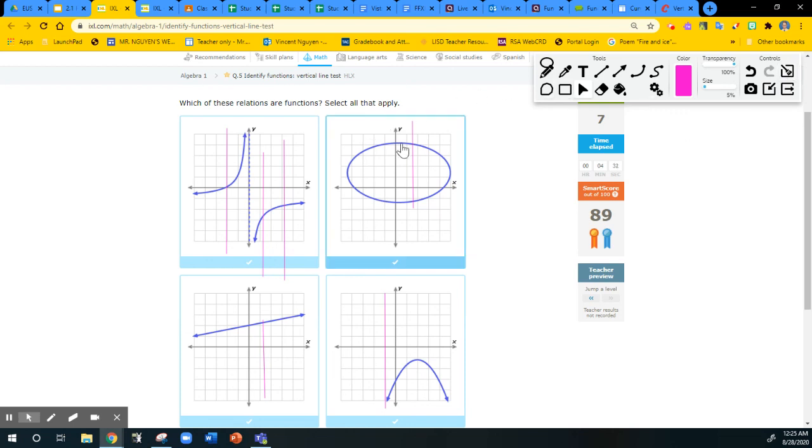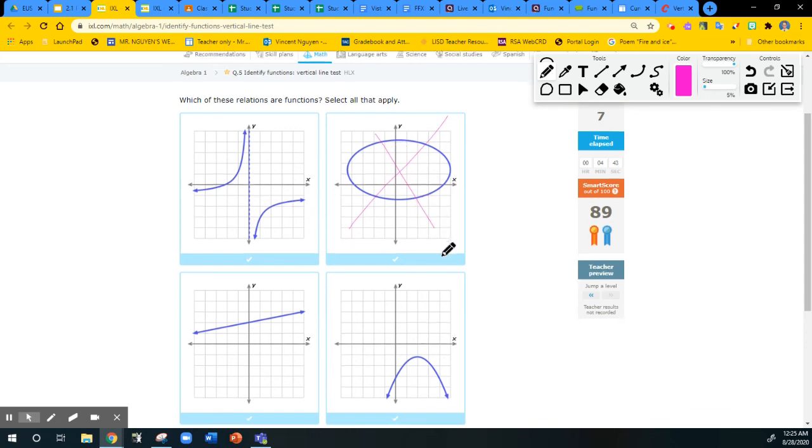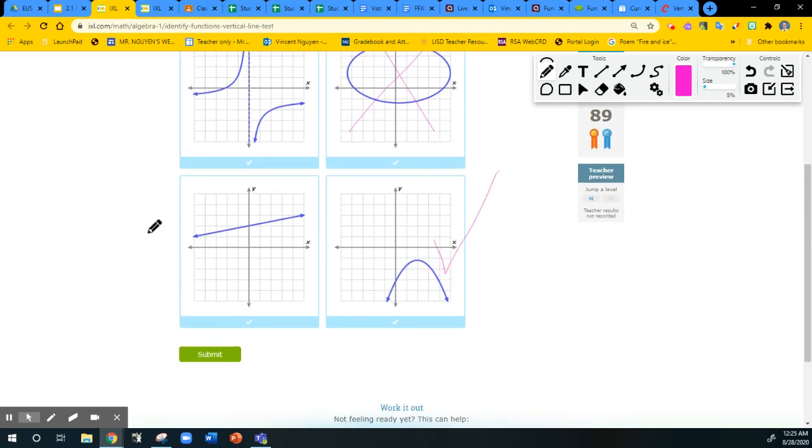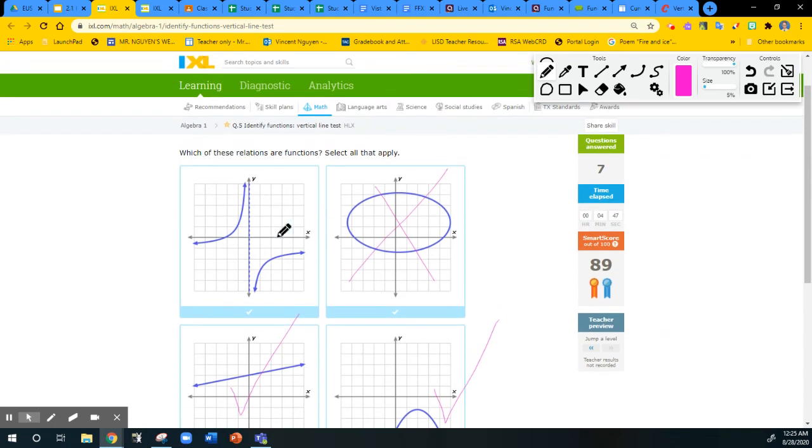Check this out. Actually, I'm gonna do this one. This one might look very different to you guys. This one, obviously, this is not a function. This one is a function. This one is a function. Now, here's a question about this one. What about this one, Mr. Nguyen? It's got two pieces.